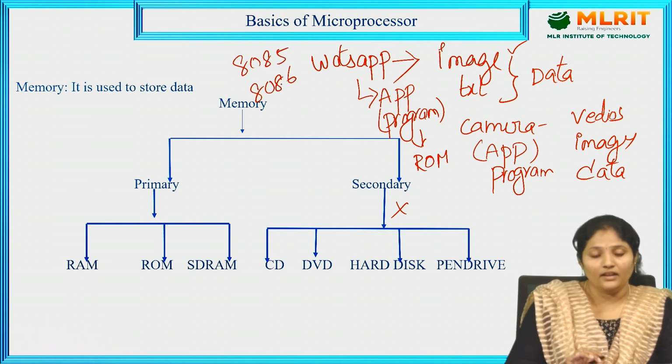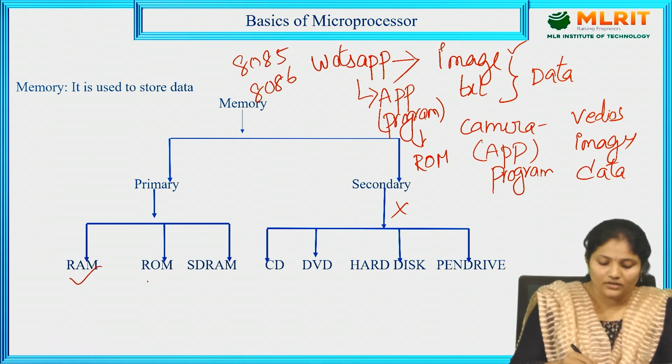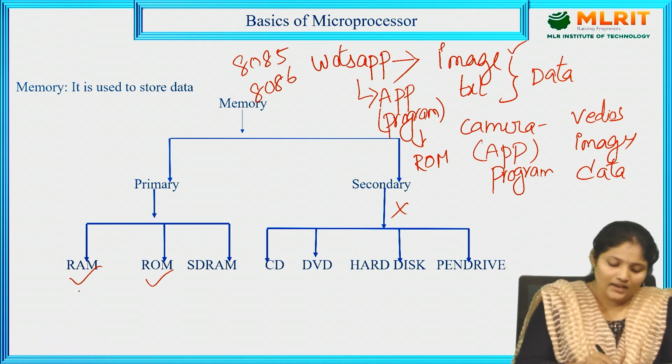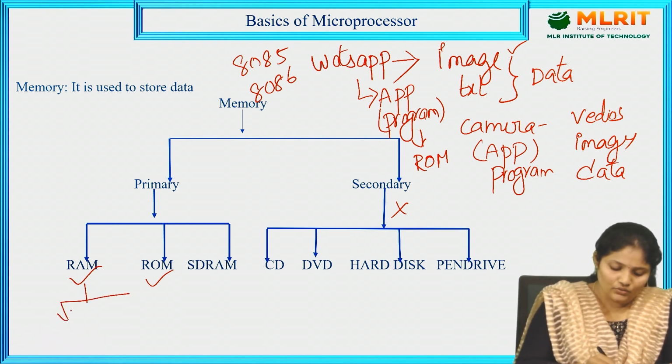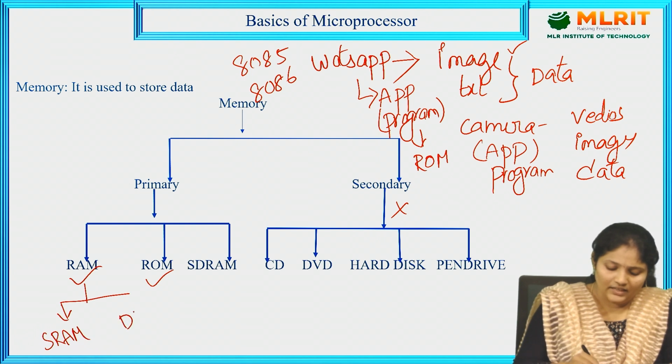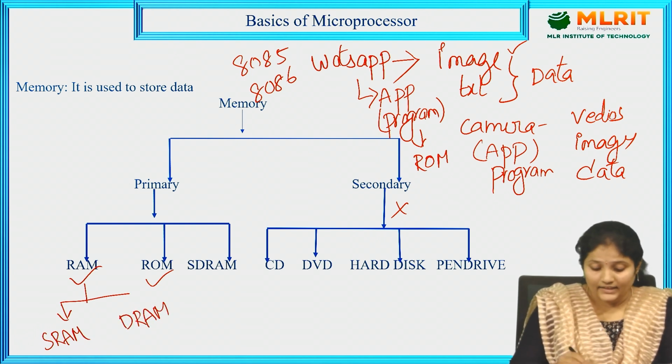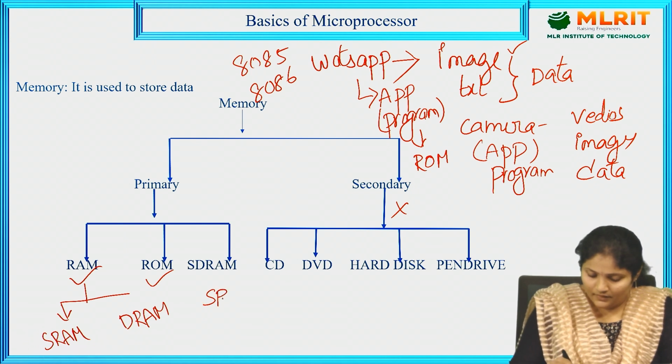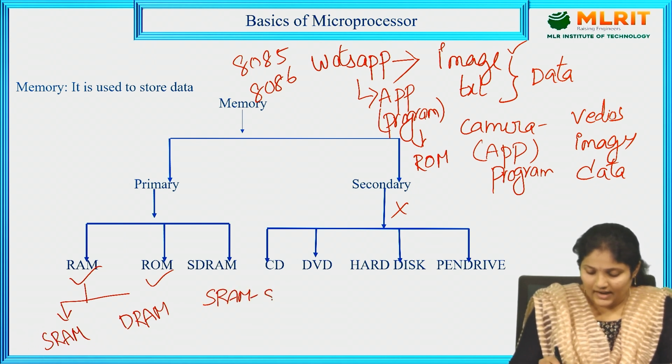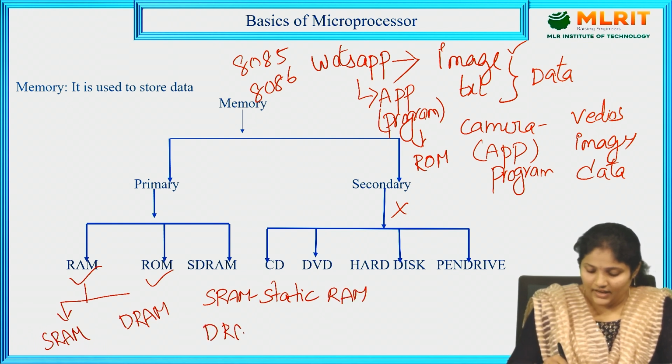So basically the memory which we use in the 8085 or 8086 microprocessor is always the primary memory. In that primary memory, RAM is used and ROM is used. Again, RAM has been classified into two types. The first one is SRAM and the second one is DRAM. SRAM is static RAM. DRAM is dynamic RAM.